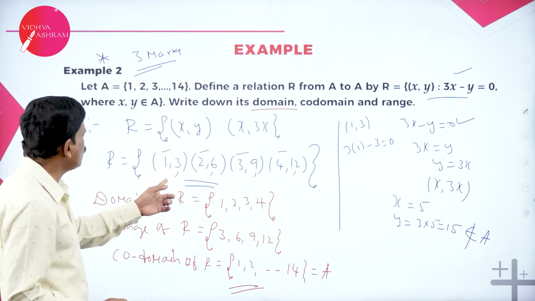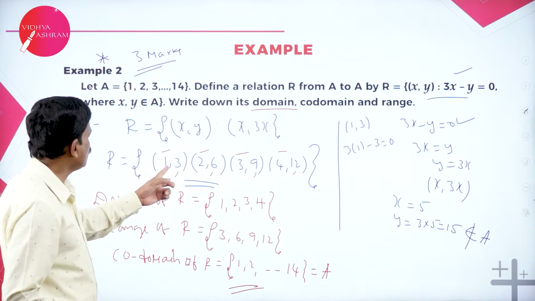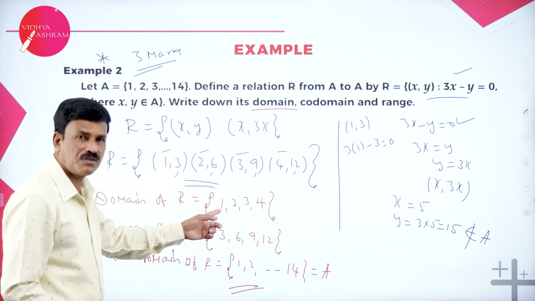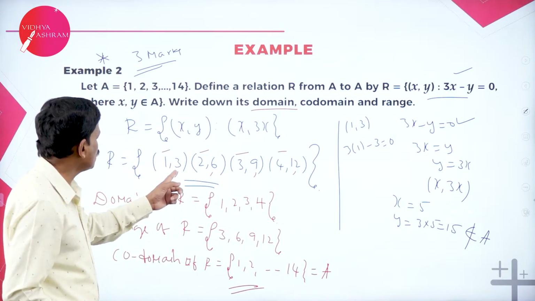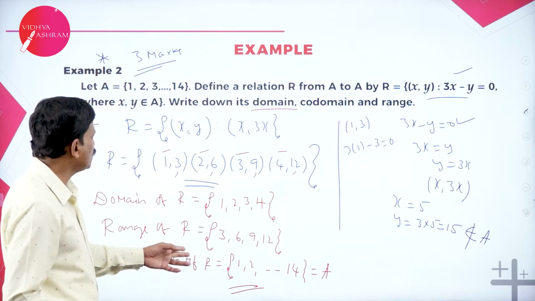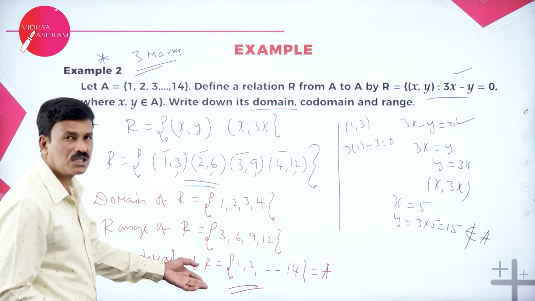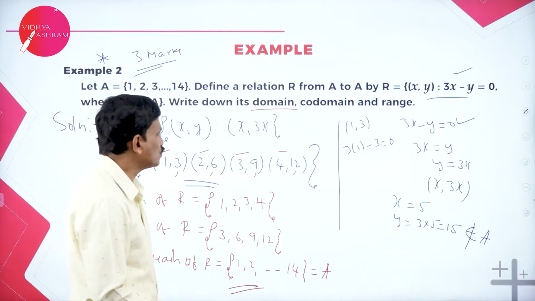Hence, the set of all first elements is called the domain of R. The domain of R is nothing but 1, 2, 3, 4. The set of all second elements of the relation is called the range. Range is 3, 6, 9 and 12. And the codomain is nothing but the set B itself. That is the elements of A, 1, 2, 3, 4 and so on, is called the codomain.